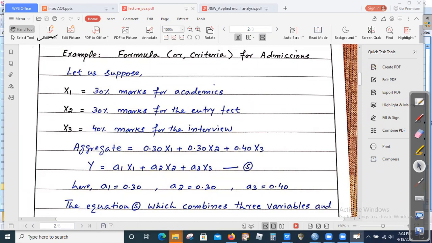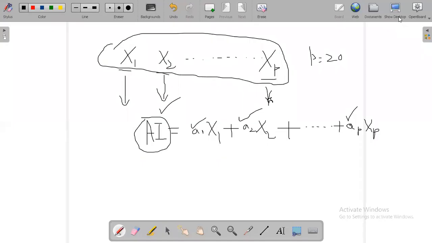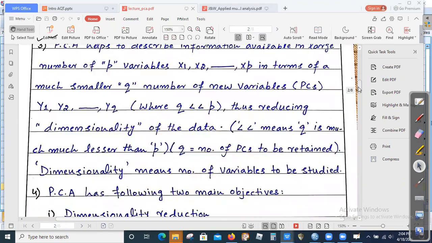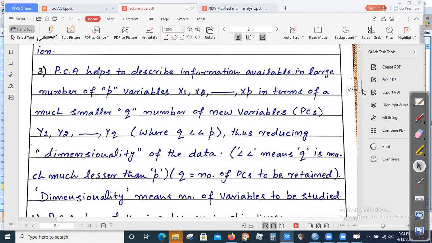But in our discussion, each linear combination would be called a principal component. Okay, each linear combination would be given a name.